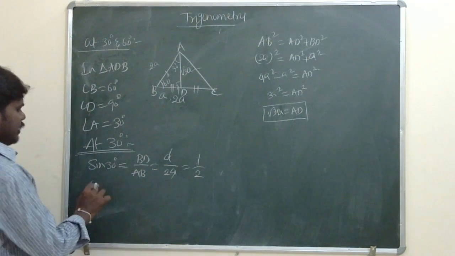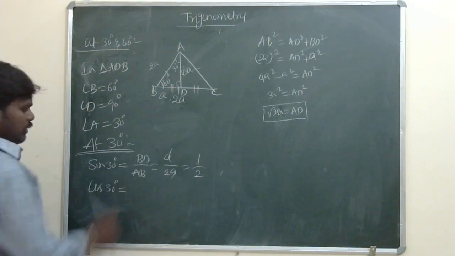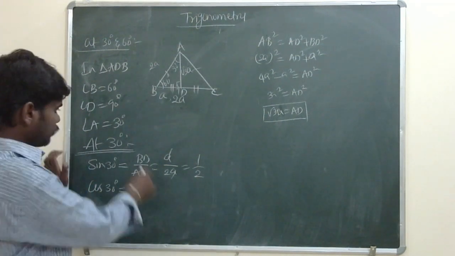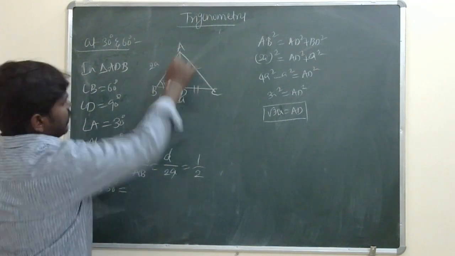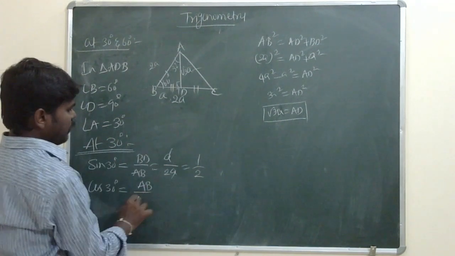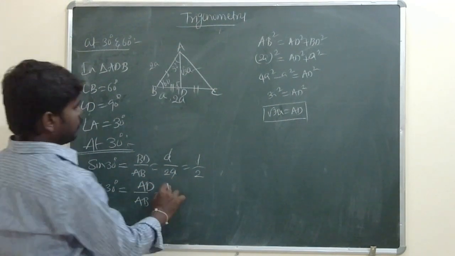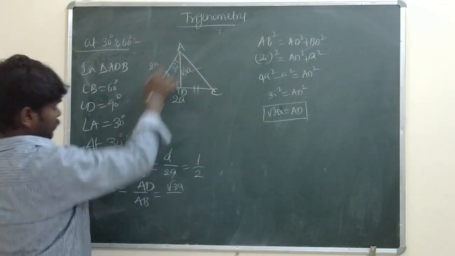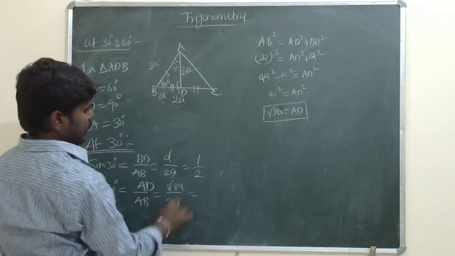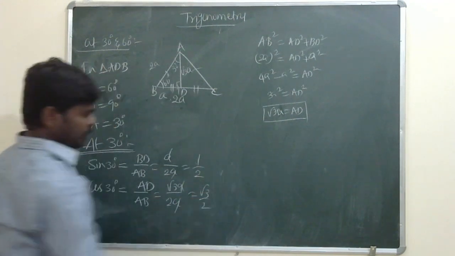Next, cos 30. Cos 30 means adjacent over hypotenuse. Adjacent side is AD and hypotenuse is AB. AD is nothing but root 3A and AB is nothing but 2A. So A cancels and you get root 3 by 2.